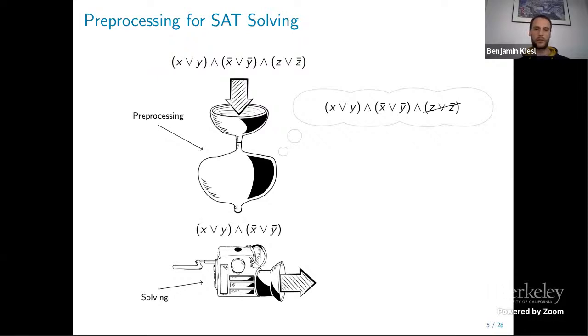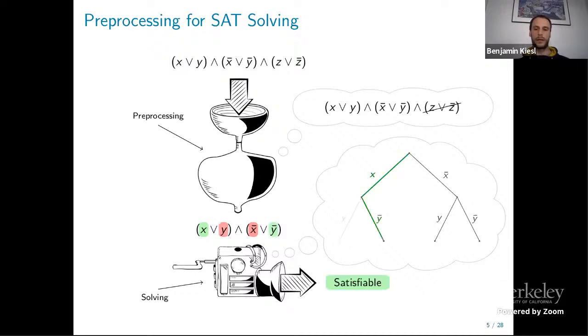And then when it's done, it outputs the simpler formula. And then the solving can start. And now this is easy for the solver. It randomly chooses, for instance, to make X true. Then it's forced to make Y false. And then you get a satisfiable assignment. And that's basically it. That's what's happening.